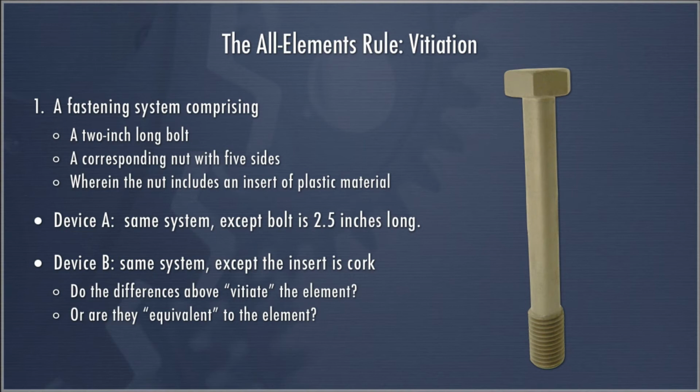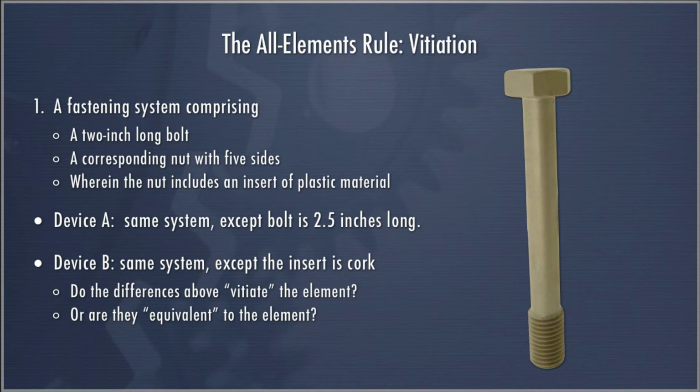So we have a fastening system. This is our claim: a 2-inch long bolt, a corresponding nut with 5 sides, wherein the nut includes an insert of plastic material. So this is a lock nut, or an aircraft nut, that has a plastic material that keeps the nut intact when there's vibration.